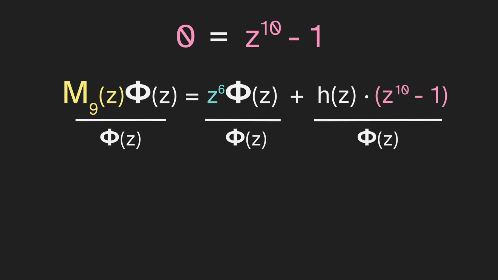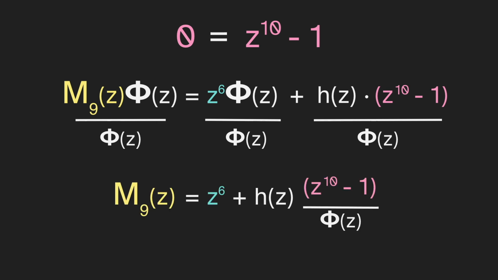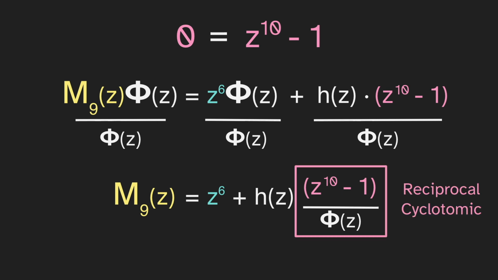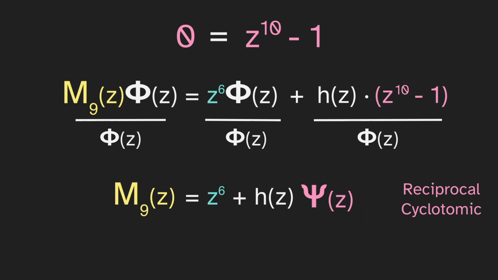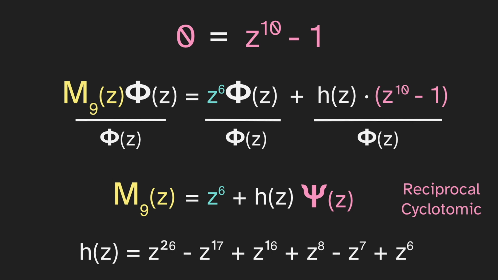Now we can divide out phi of z. On the left, they just get canceled, but on the right, we get this term z to the 10 minus 1 over phi. And this term is called the reciprocal cyclotomic, and we write it using the Greek letter psi. Okay, so m sub 9 and z to the 6 are the same, they're just separated by some multiple of psi. And this equation here is true. We can calculate this and find a formula for h.